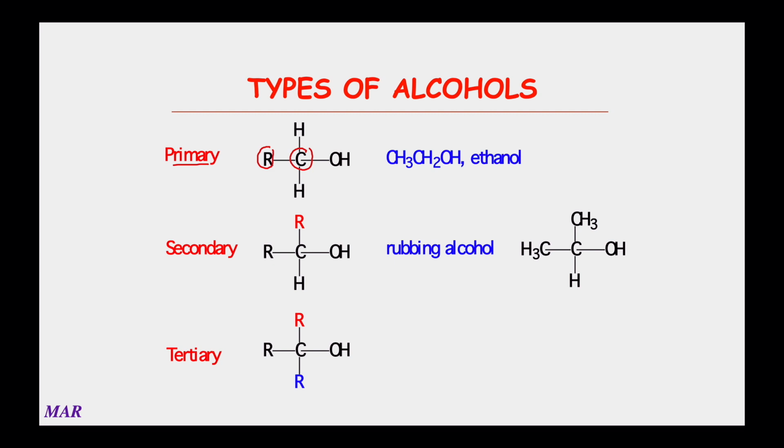A secondary alcohol is actually sometimes a little bit more reactive. And a secondary alcohol means that the carbon with the OH is connected to not just one alkyl group or one carbon, but two of them. So secondary means it has two carbons connected to the carbon with the OH on it. And again, 2-propanol, or rubbing alcohol, isopropyl alcohol, is an example of a secondary alcohol.